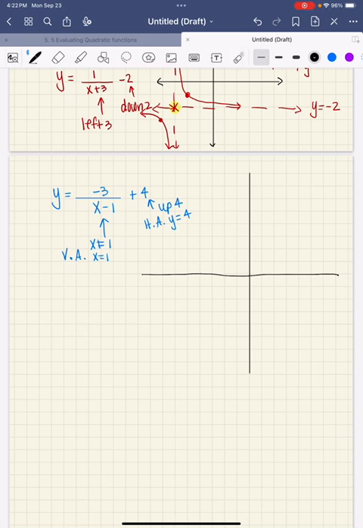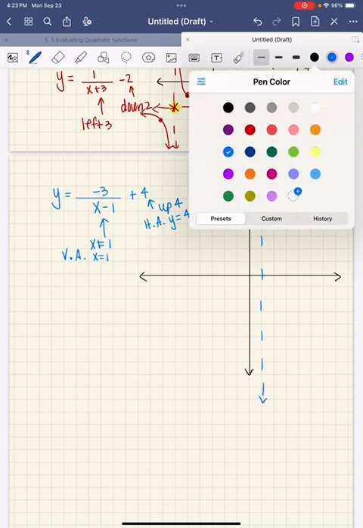Whether the graph is absolute value or a quadratic or a root, how you determine the right-left shift is always the same. The difference is going to be the actual parent function. So right 1, that is going to be a vertical asymptote. X cannot be 1, vertical asymptote. Up 4, that's going to be y is 4.